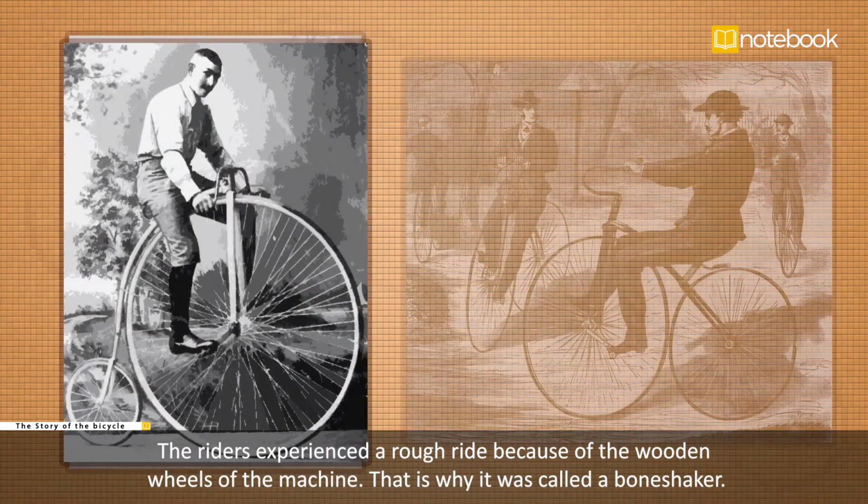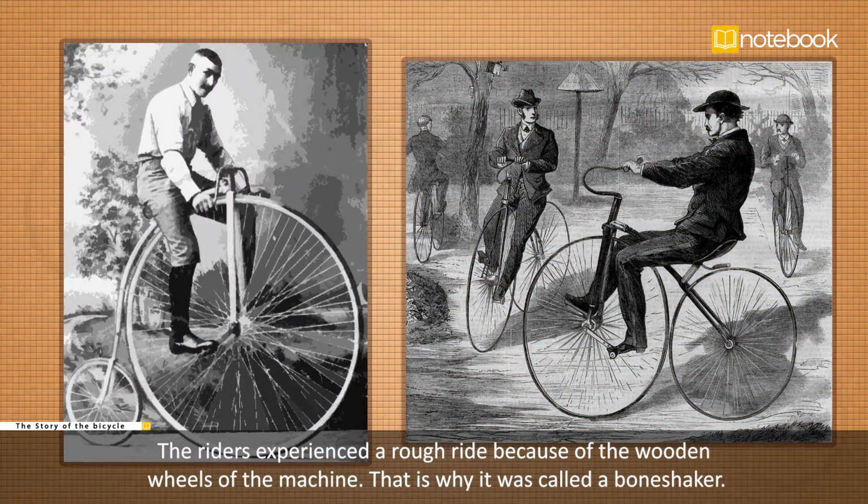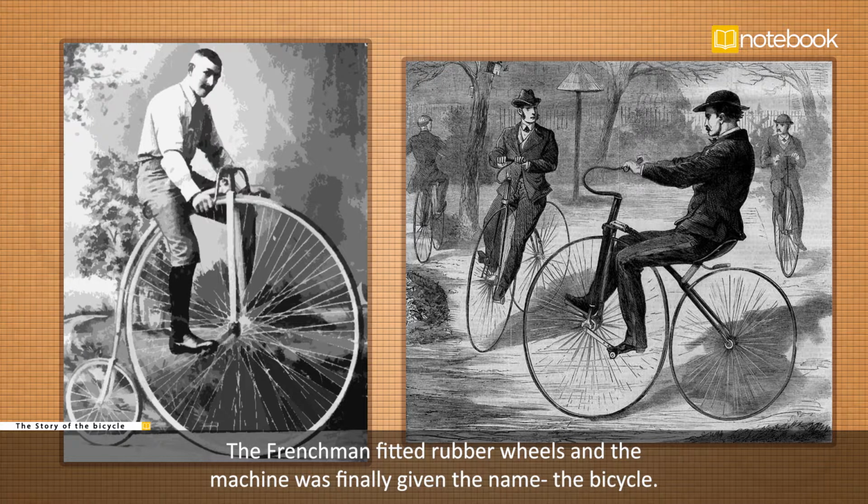Now why would they name it a bone shaker? The riders experienced a rough ride because of the wooden wheels of the machine. That is why it was called a bone shaker. The Frenchman fitted rubber wheels and the machine was finally given the name, the bicycle.